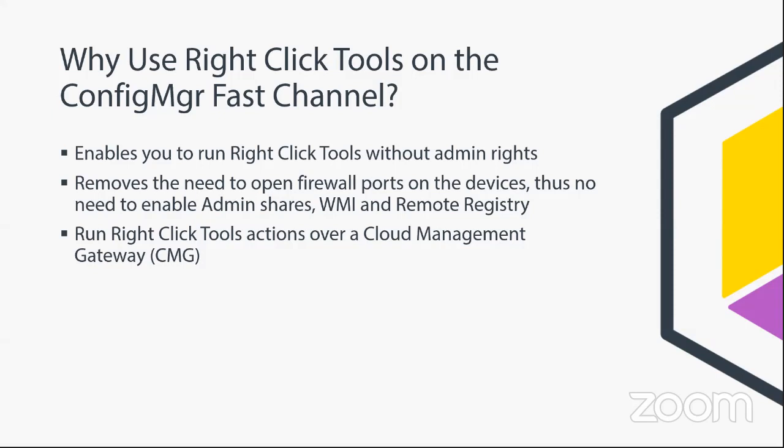And then finally, this was the big driver for it. It finally lets you run RightClick Tools over the Cloud Management Gateway. So if you have devices that aren't on your corporate network, that maybe aren't even VPN'd in, you can actually hit them via the Cloud Management Gateway. And I think this is the biggest reason to use the Fast channel support inside of the RightClick Tools.